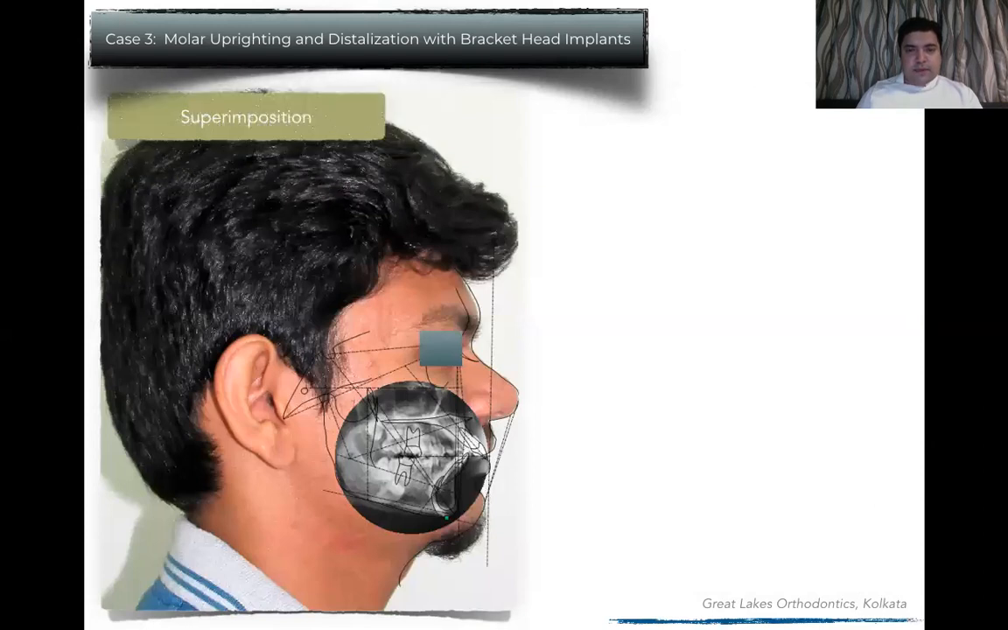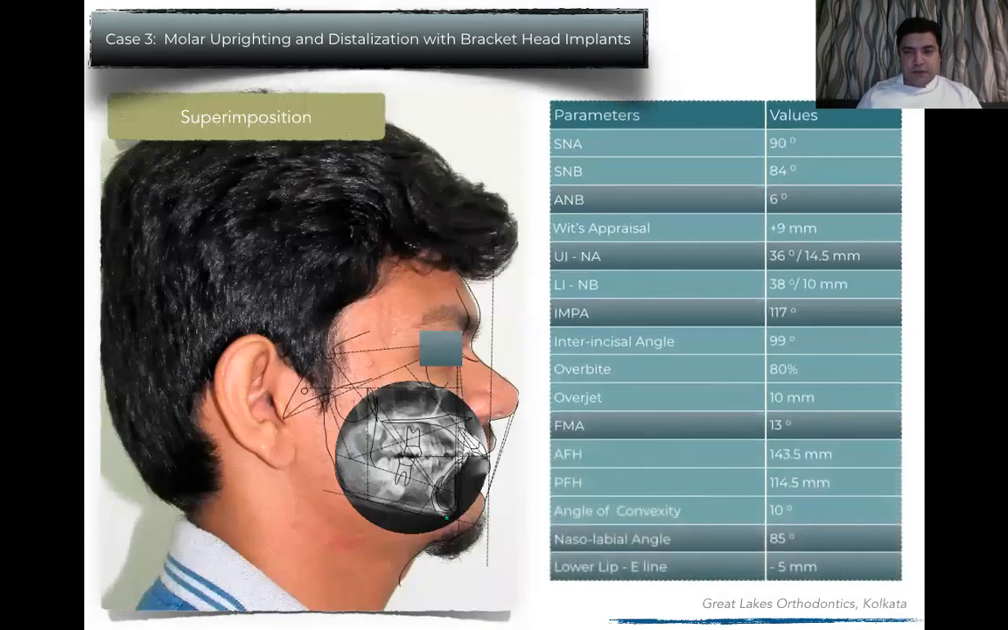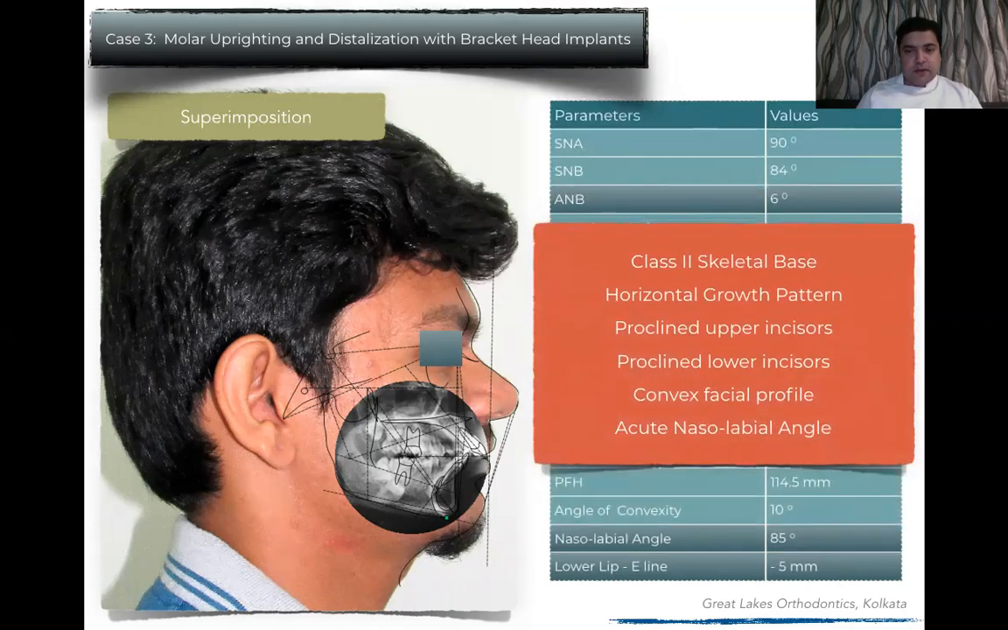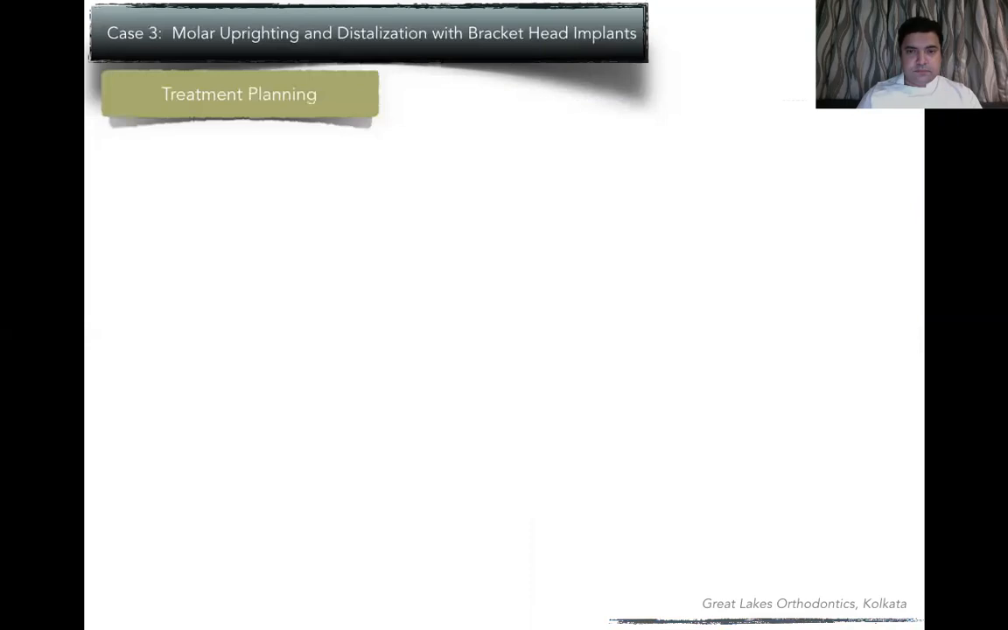When we take the cephalometric values, it becomes much clearer. The ANB is 6 degrees, which is a class 2 skeletal base. The upper incisors are quite proclined and forwardly placed. The lower IMPA is increased before the treatment. The FMA is 13, which shows a severe horizontal growth pattern. The nasolabial angle is acute, and the soft tissue is not as balanced as we would expect. So it's a class 2 skeletal base, a horizontal growth pattern, proclined upper incisors, proclined lower incisors, convex facial profile, and acute nasolabial angle.